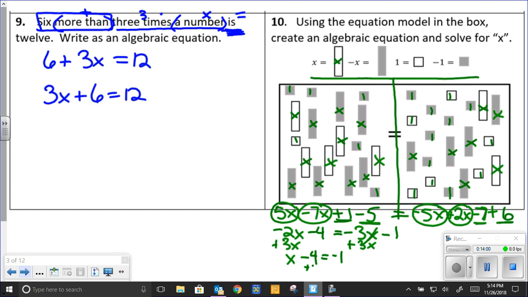I'm going to add 4 to both sides to get rid of the 4. And now I get x is equal to 3. So I had to do 2 parts there. I had to create the algebraic equation, so I have my equation, and then I also solved for x. So I've done both of those things.